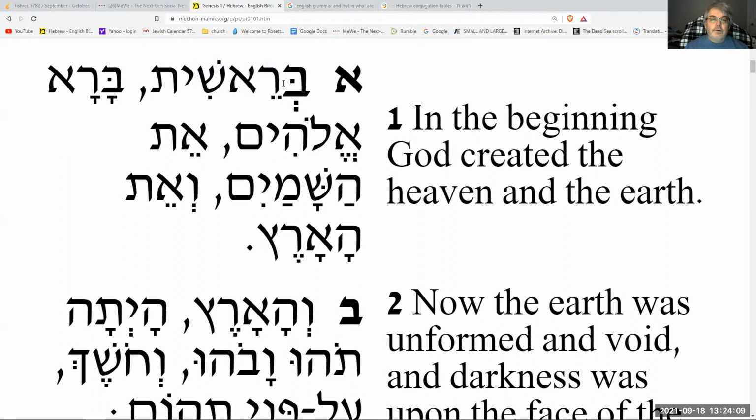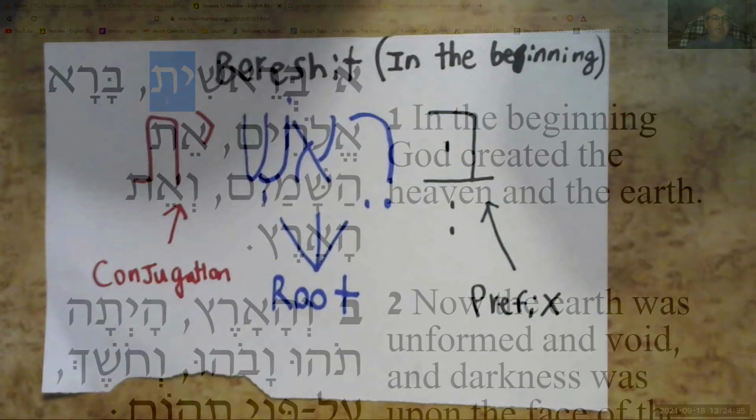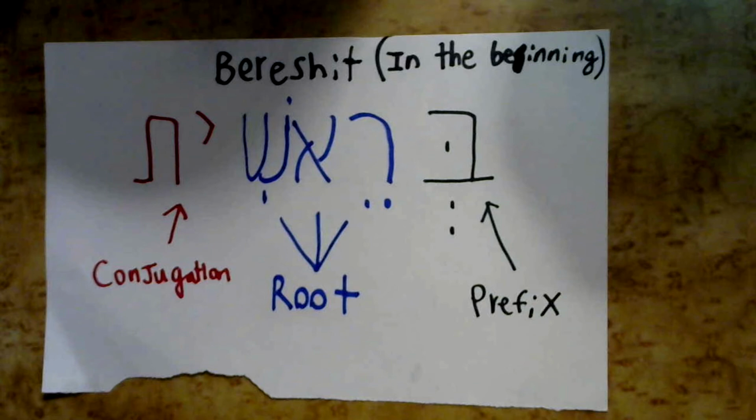And what you have on the front here is a prefix. The letter Bet is a common prefix that's added onto a Hebrew word. In this case, it means in. So in the beginning. And then this last part, the Yod and the Tav, that's the suffix. So on the front of the word is called a prefix, and on the end of the word is called the suffix. And what the suffix is telling us here is the conjugation. And here I drew out a picture with the word Bereshit, color-coded with the root in the middle, prefix on the front, and a suffix on the end.